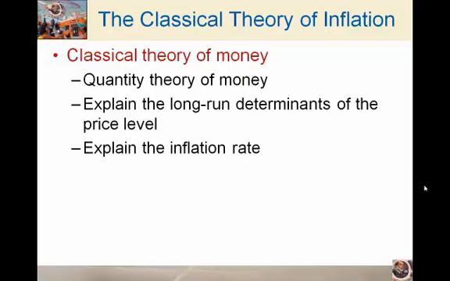Now, to explain inflation in economics, we use something called the classical theory of inflation. It comes from a group of economists called the classical economists who were around at the end of the previous century, so the end of the 19th century, through until the rise of Keynes in the 1930s, around the time of the Great Depression. And the central feature of the classical theory of money is the so-called quantity theory. It explains the long-run determinants of the price level. So what really determines why prices go up, and if we can explain why prices go up, of course, then we can explain the inflation rate. So that's really what we're going to be doing for most of this chapter.